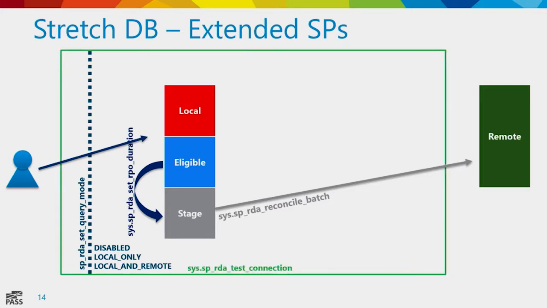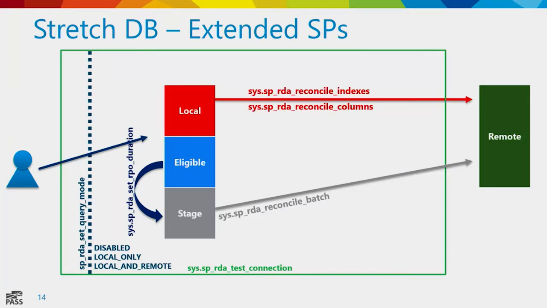Then at any time, if a user wants to test whether the stretch database has been configured, you can test it with the RDA test connection system stored procedure. Once your local database has been stretched, if you have created any new indexes and new columns, you can reconcile again with the reconcile system stored procedure. Most of the time it reconciles automatically, but if it does not, you can do it manually.